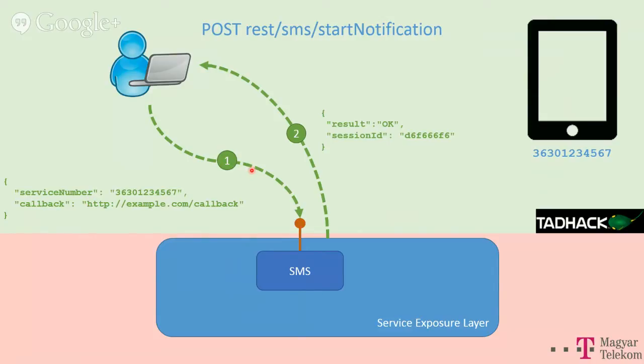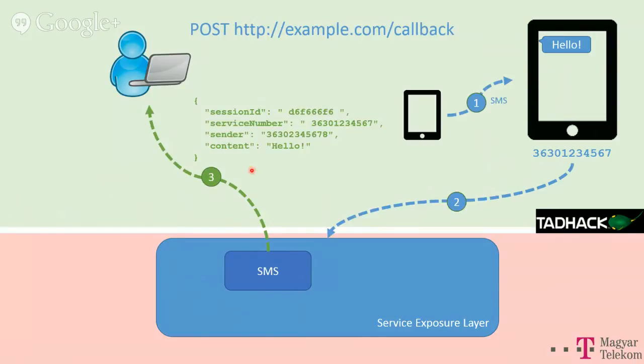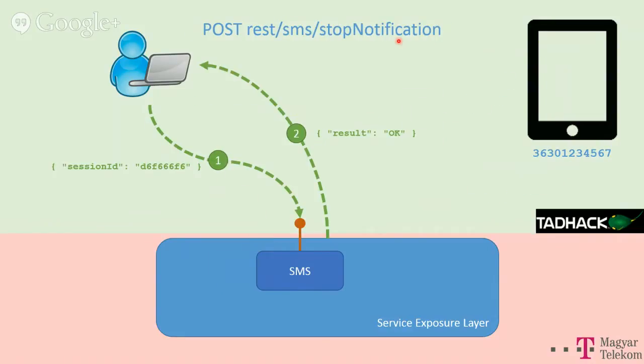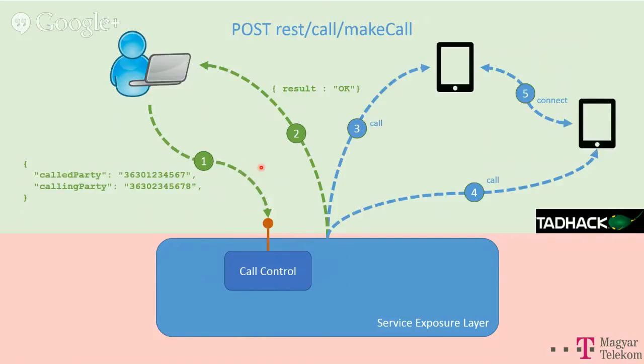And when you subscribe to a service number, all interaction, all messages sent to the service number will be sent back through a callback to the caller. In this case, the developer. Okay. First, you can terminate the notification session by sending a simple session ID through the SMS API.